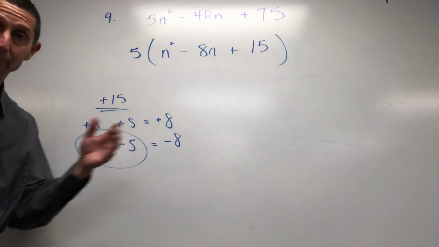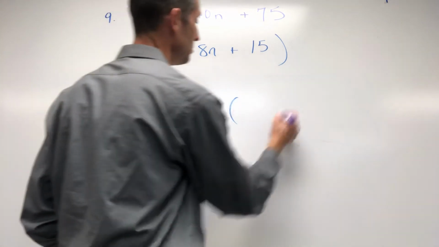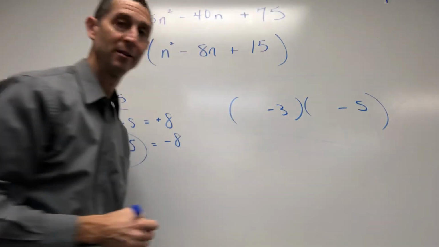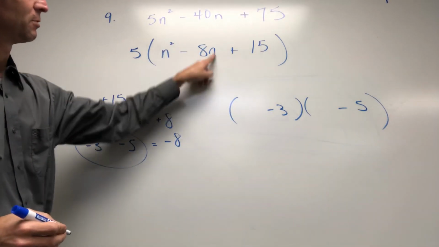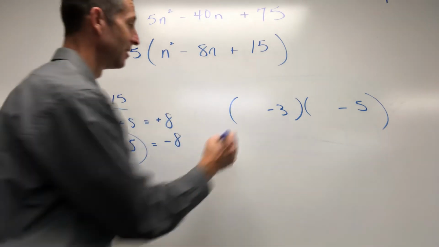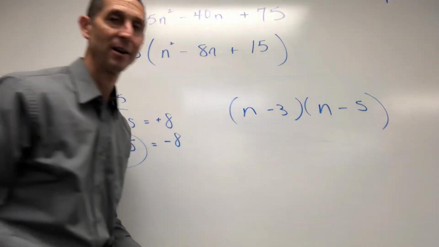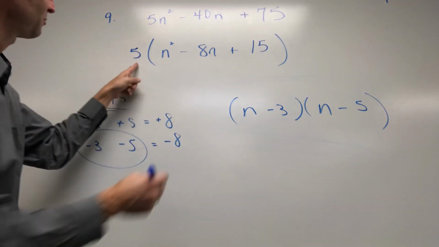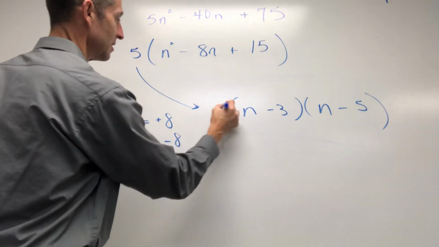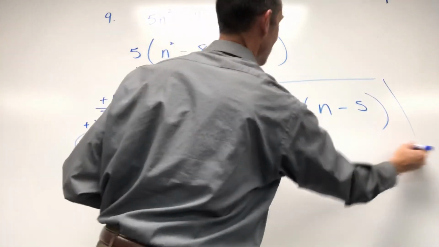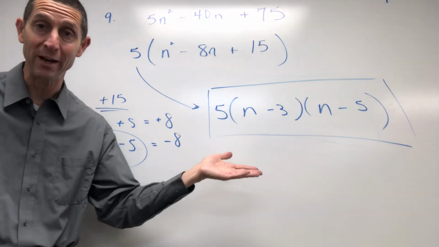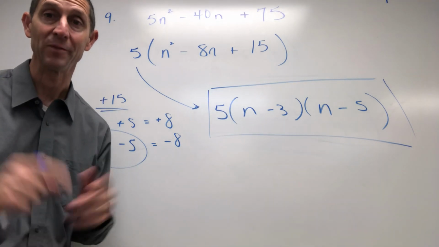So those are my two numbers to drop into my two finishing groups. Minus 3, minus 5. My variable I'm working with, my letter, is an n. n minus 3, n minus 5. Not quite done yet. Don't forget about your friends. This 5 has got to be included. All right, factor it one time, factor it two times. So you got regular factoring and double factoring on these trinomials.